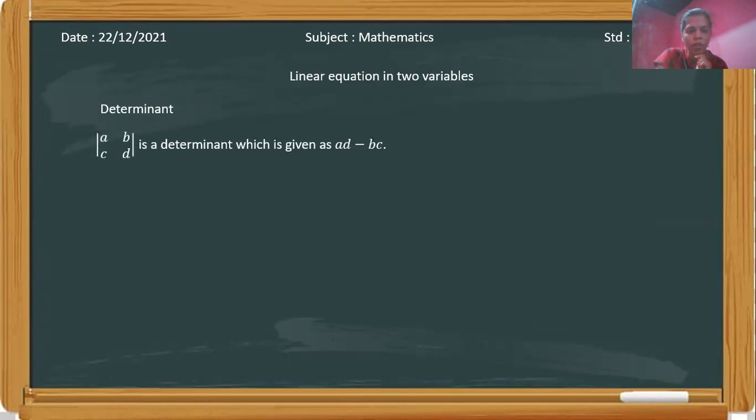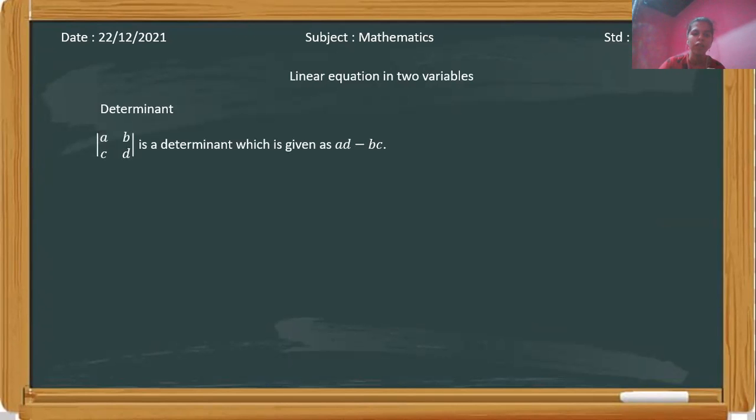Okay, so in your previous standard, I think, you have learned about the matrices and how to find the determinant of the matrix. So we will just revise it so you can clearly recall what you have learned in your previous standards. Okay, so today's topic is linear equation in two variables, which you all know, which you have studied. Now we will see determinant. So what is determinant?